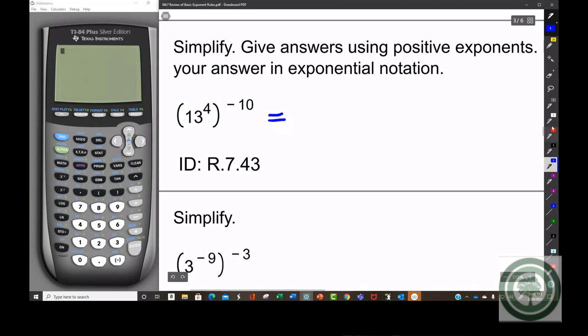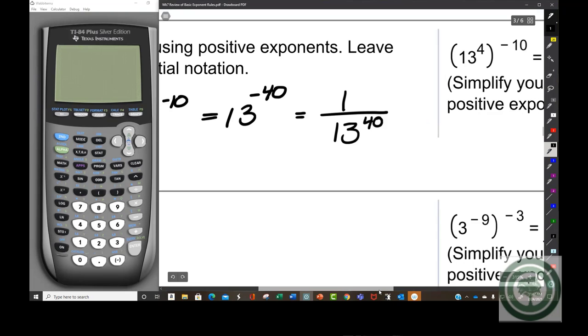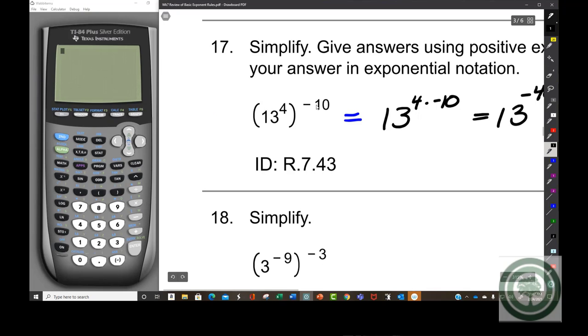All right, this is going to be 13 to the 4 times negative 10. You have a base raised to a power and raised to a power again. So negative 40, which is 1 over 13 to the positive 40. All right, when you have a base raised to a power again, you multiply the powers.